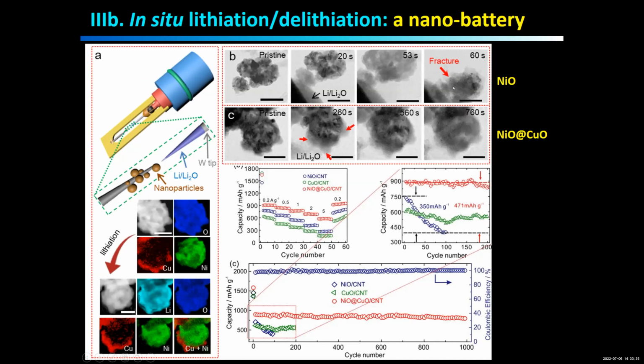To understand this stability improvement, we performed in situ lithiation and delithiation cycling. It shows that for the pure nickel oxide, the volume expansion is quite big, which eventually leads to the failure of the nanoparticle. This causes the loss of active material and also capacity. But for this core-shell structure, the volume expansion appears to be limited, so the whole particle remains integrated throughout the lithiation process.